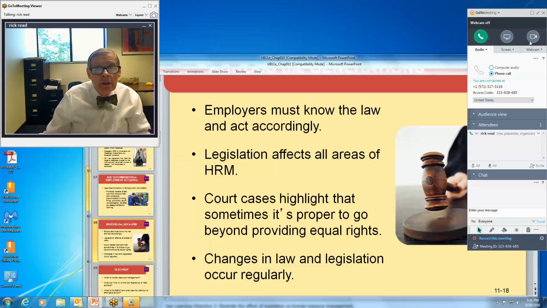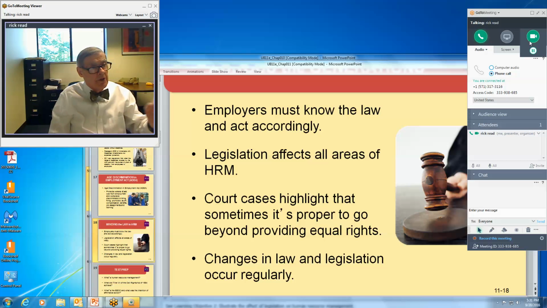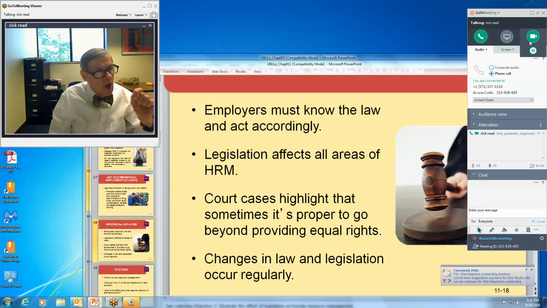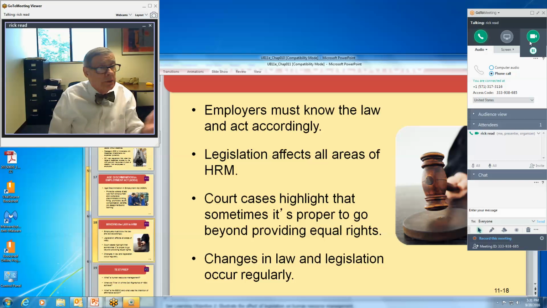Now, this is the salient thing here I want you to take away from this particular slide. Ignorance of the law is not a defense. No employer can say, had we known that, we wouldn't have allowed that. Well, that doesn't work. So that's why it is incumbent upon the HR department to know the law and make sure that the company is complying with the law.